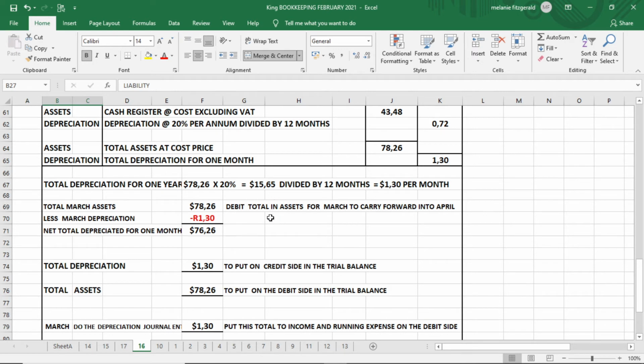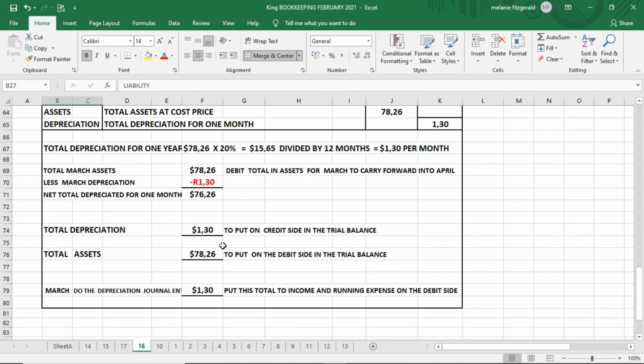The total March assets were $78.26, which we debit in the assets for March to carry forward into April. Less the depreciation, as you see over there, the total net depreciated for 1 month is $76.26. Total depreciation $1.30 to put on the credit side in the trial balance. Total assets of $78.26 to put on the debit side in the trial balance. March, do the depreciation journal entry $1.30 to put to income and running expense on the debit side.